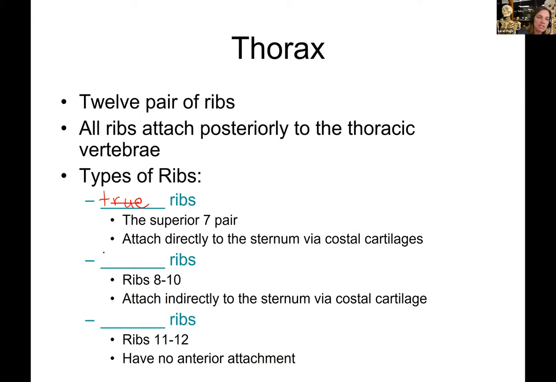Just under that, ribs 8, 9, and 10 are false ribs. These are false because they have cartilage connecting them to the sternum, but the cartilage sort of combines together before it connects to the sternum. So it's an indirect connection. And then lastly are our floating ribs. And floating ribs have no connection to the sternum. They're just kind of floating in there.